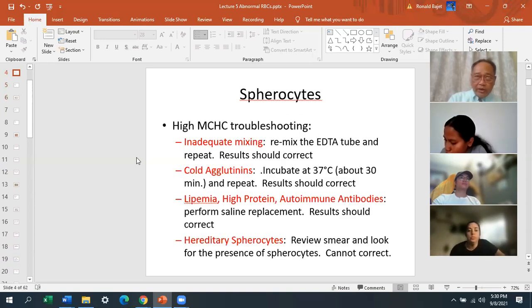And some troubleshooting here. Remember, the first thing to look at is MCHC, and look at your H and H. Those are the two things you look at when you're handed a CBC: MCHC and H and H.